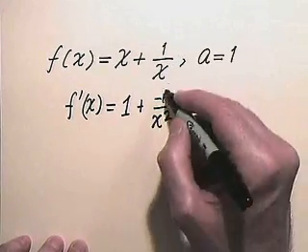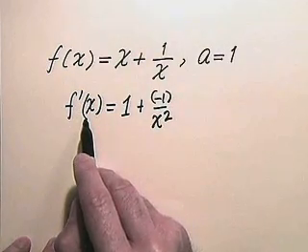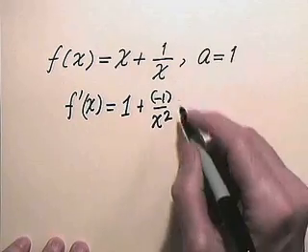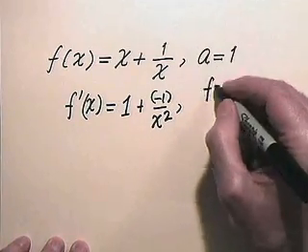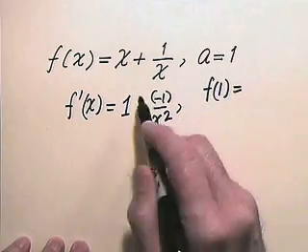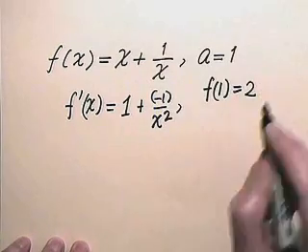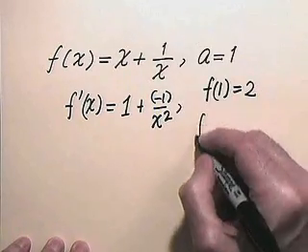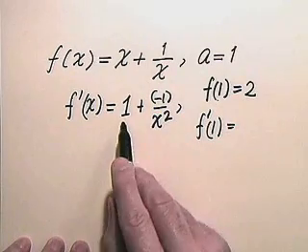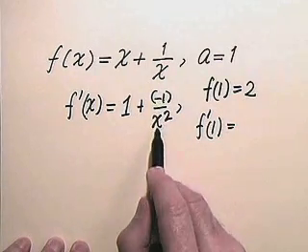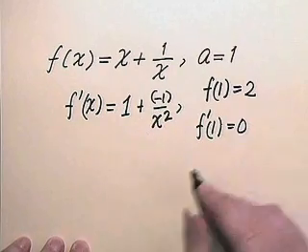In any case, we have the function and its derivative as functions of x, and we have to calculate them both at a equals 1. So to begin then, f of 1 is 1 plus 1 over 1, that's 1 plus 1, or 2. And how about f prime at 1? Well, here we have 1 plus negative 1 over 1 squared, that's 1 minus 1, which is 0.